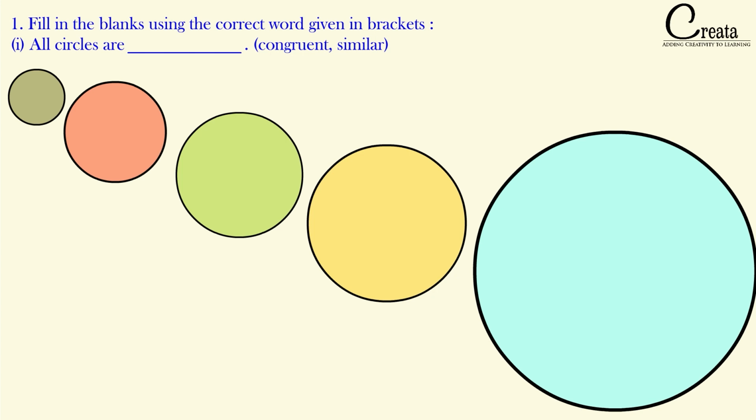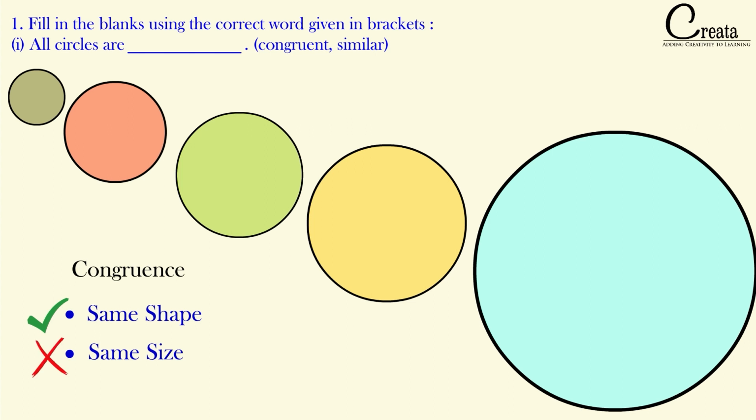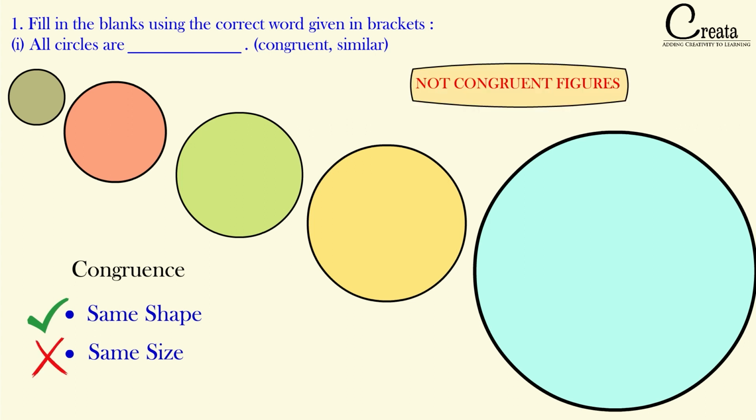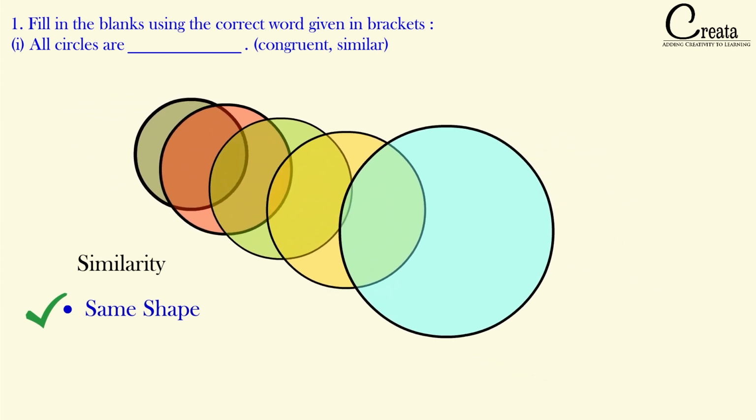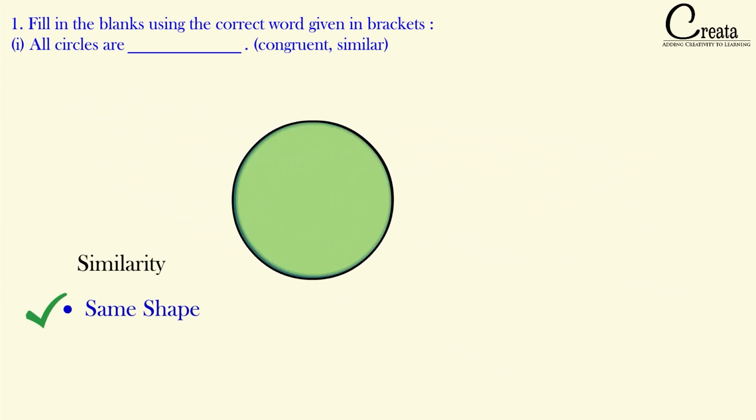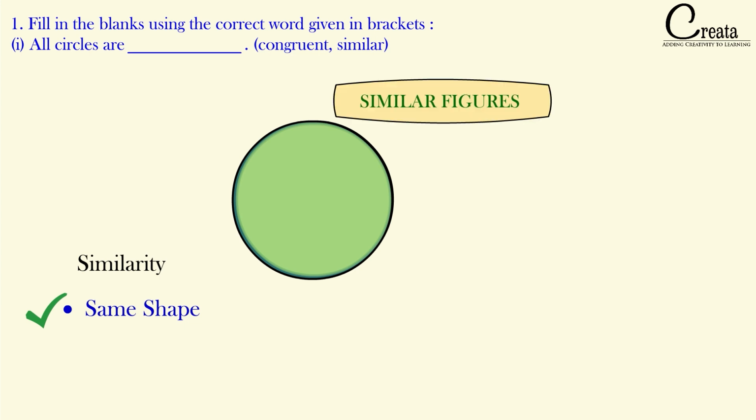The criterion for being congruent is that they should have the same size and same shape. The same we have covered in the previous lecture. Here all the circles have the same shape, but they do not have the same size. So they are not congruent. And what is the criterion for being similar? The figures should have the same shape. Here all these circles have the same shape. If you try to scale in and scale out all the circles and overlap them, they will exactly overlap with each other because they have the same shape. So the answer to the first part is: all circles are similar. Got it?